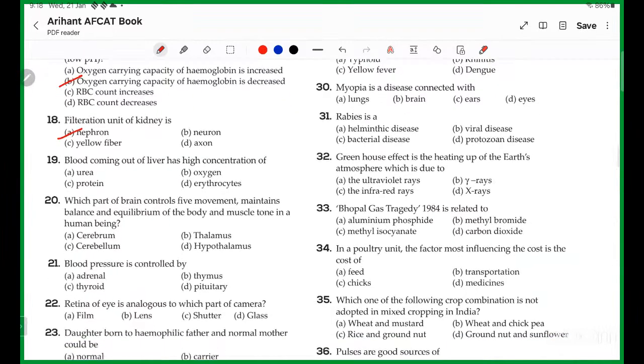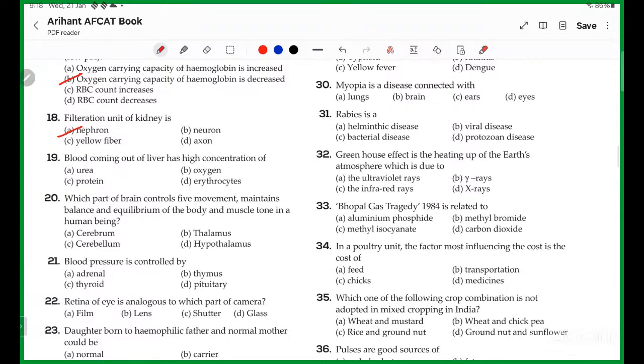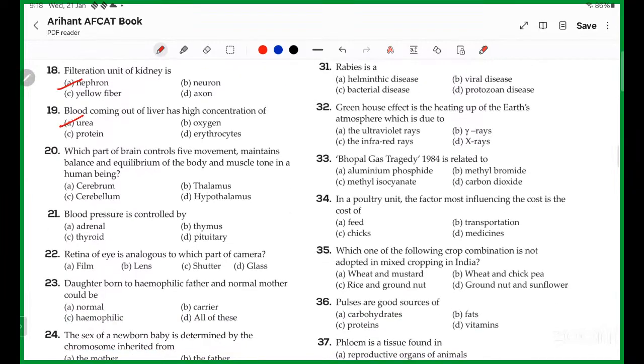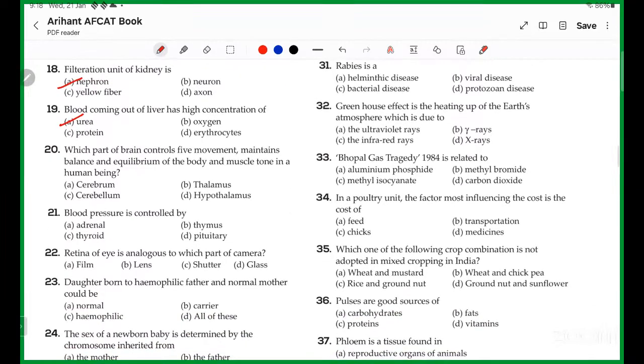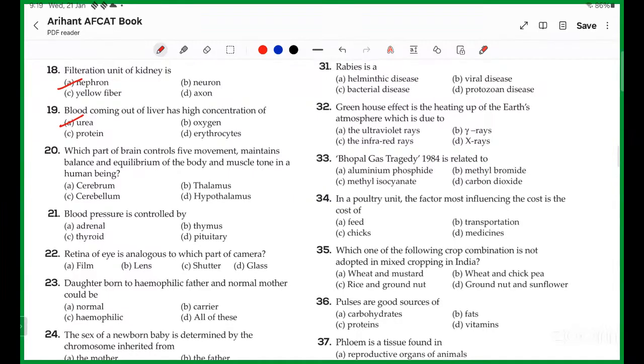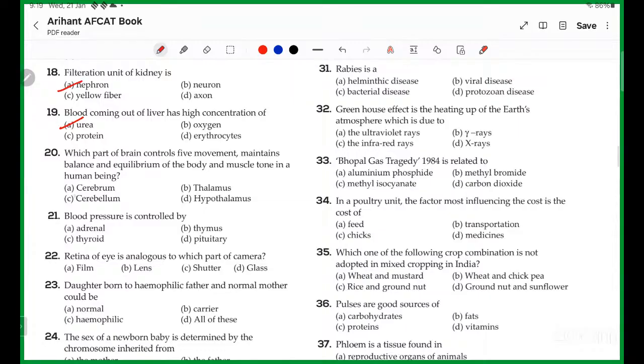Nephron. Blood coming out of liver has high concentration of urea. Which part of brain controls voluntary movements, maintaining balance and equilibrium of the body and muscle tone in a human being? Basically cerebellum.